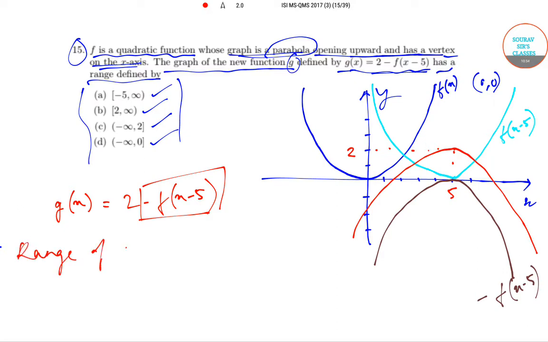Range of g of x. As you can see over here, the highest value of g of x will be 2, and then it will go further below. So the range of g of x will start from minus infinity, and it will go up till 2, and then it will stop. So the correct option is option C, as mentioned over here.